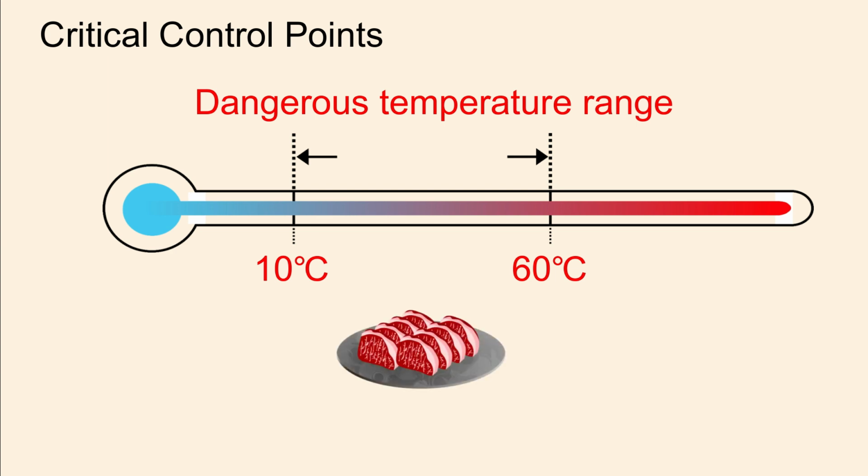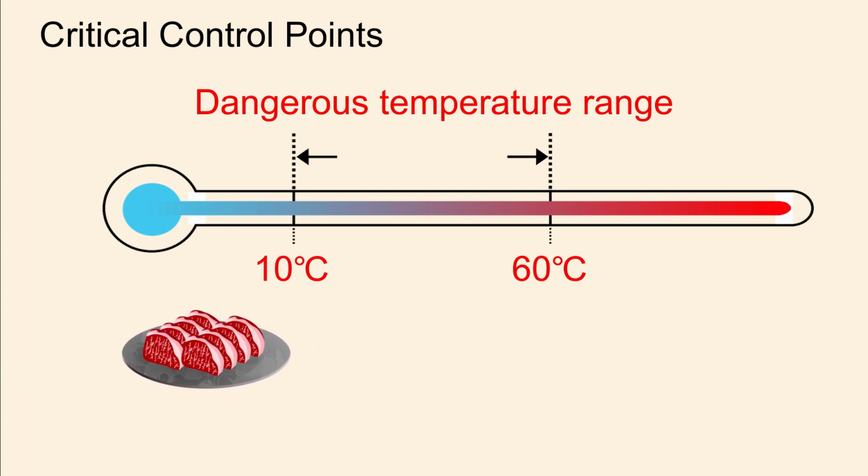If food is left in the dangerous temperature range, bacteria on the food will multiply. However, even in this dangerous temperature range, there is no danger of bacteria multiplying to harmful levels if the food is only left out for a short time. For that reason, the time the food remains in the dangerous temperature range should be kept as short as possible.